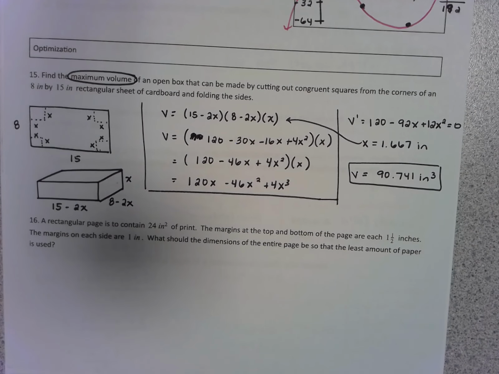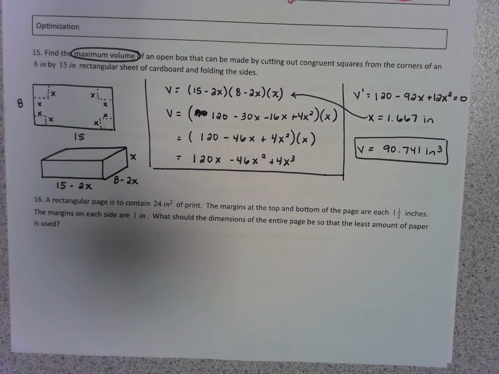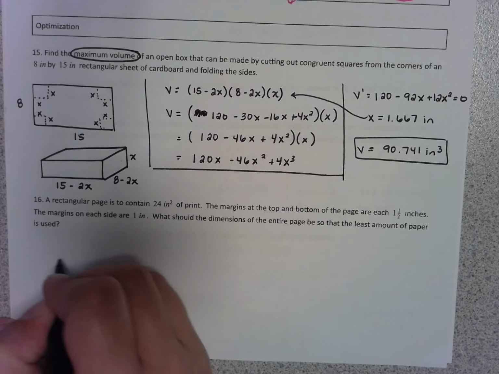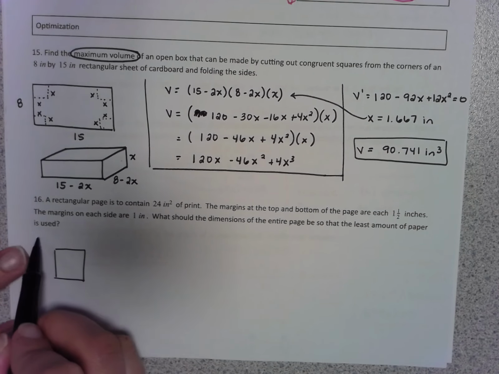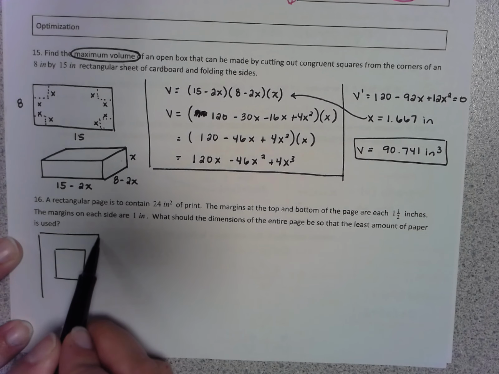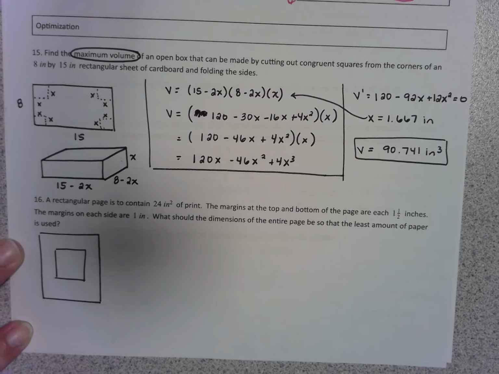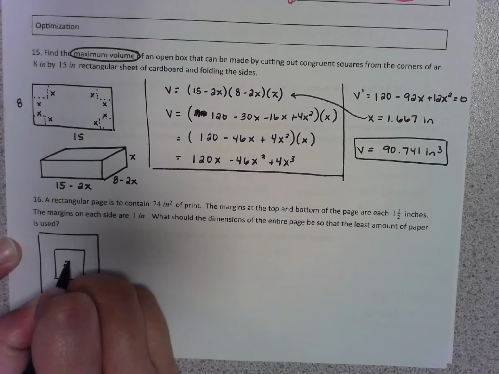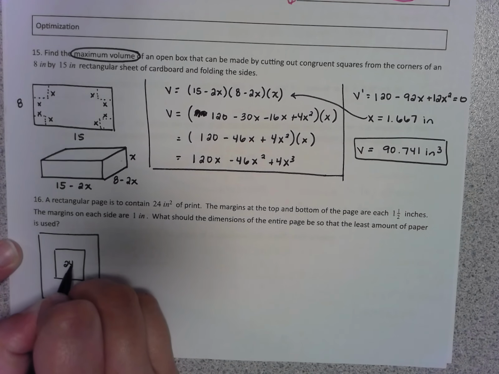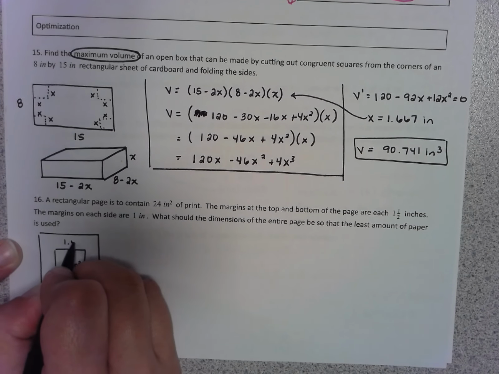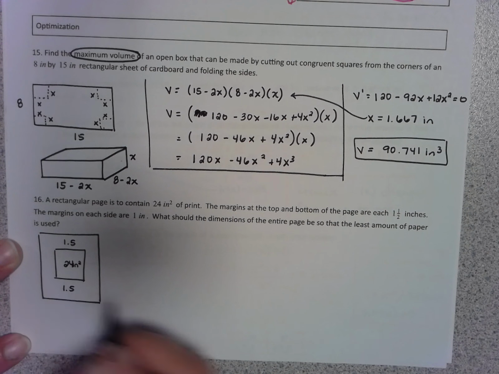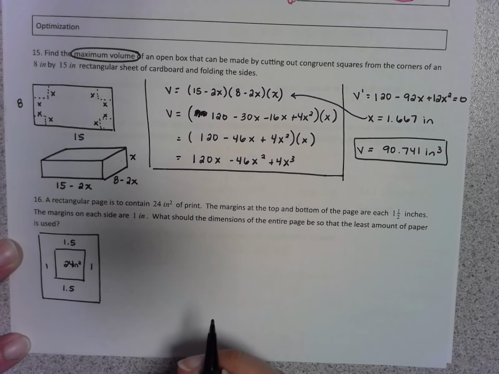For problem number 16, it says a rectangular page is to contain 24 inches squared of print. The margins at the top and the bottom are 1.5 inches, and the sides are each 1. So we have to imagine we have some sort of print in the middle of our page, and there's a border around it, because usually when you print something, it doesn't go all the way to the edges of the paper. It tells me that the interior size is 24 inches squared. And it tells me the margins at the top and the bottom are 1.5 inches. And the left and the right are each 1.